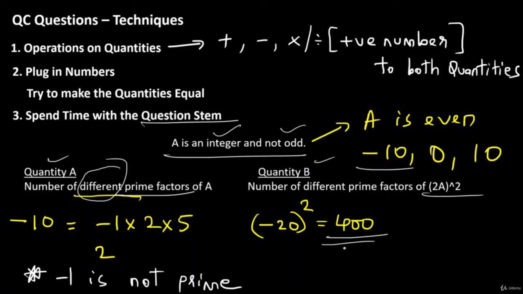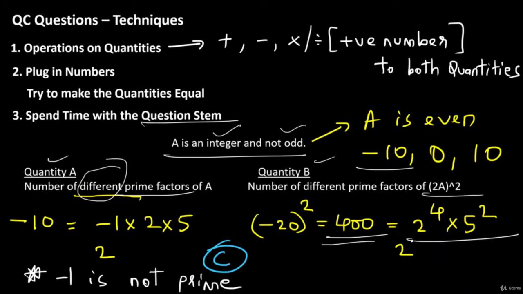Now, let's prime factorize 400. That would be 2 to the power 4 into 5 squared, right? Now, again, you have just two different prime factors. You have 2 and 5, right? So these two are the same, and hence the correct answer to this question is option C.